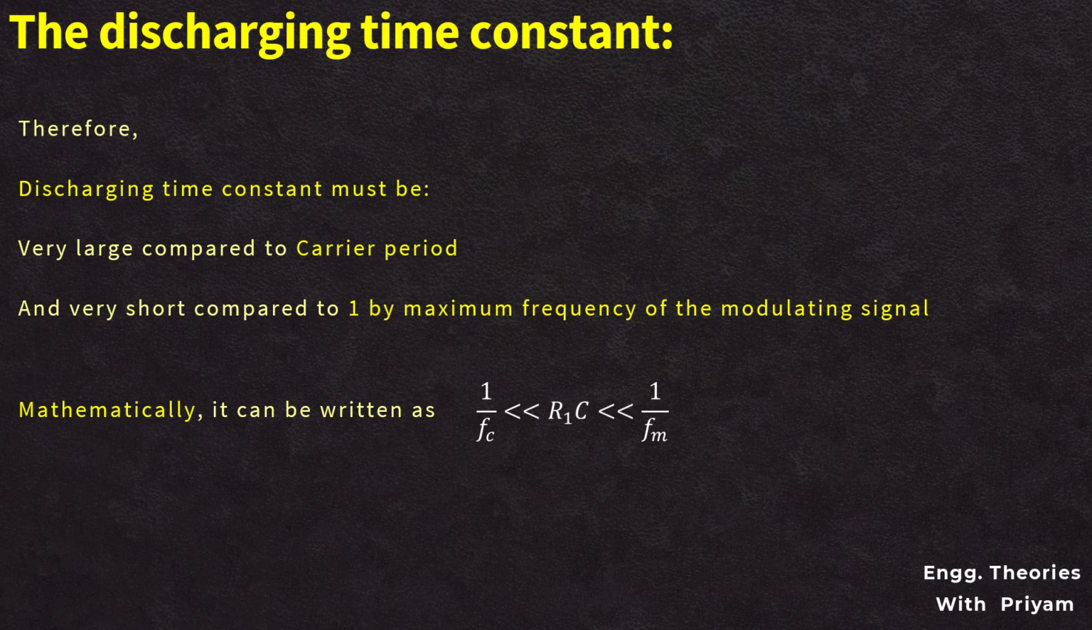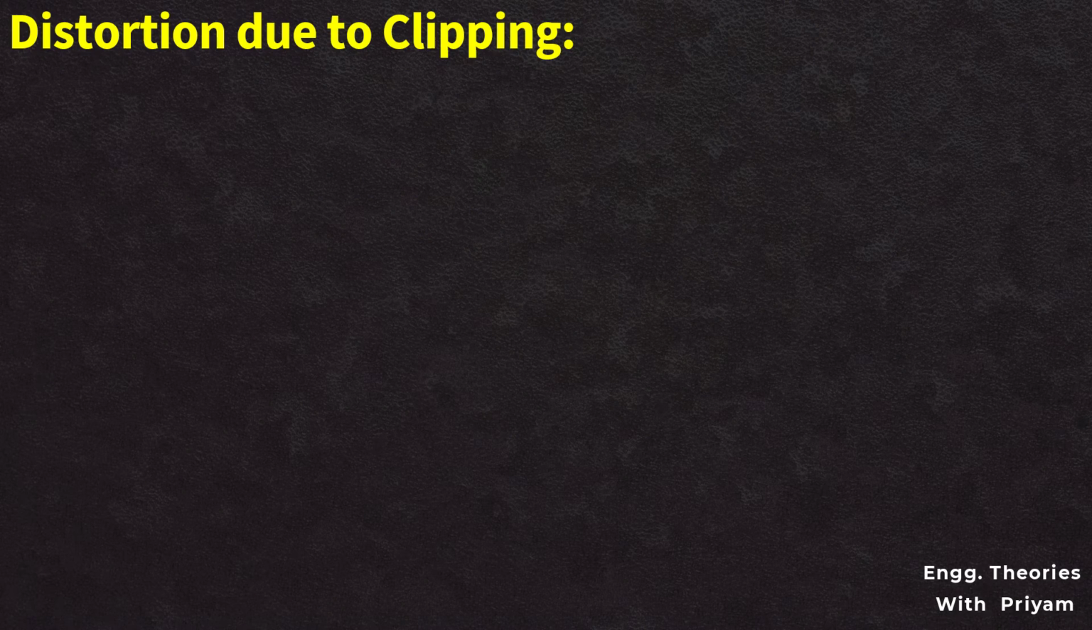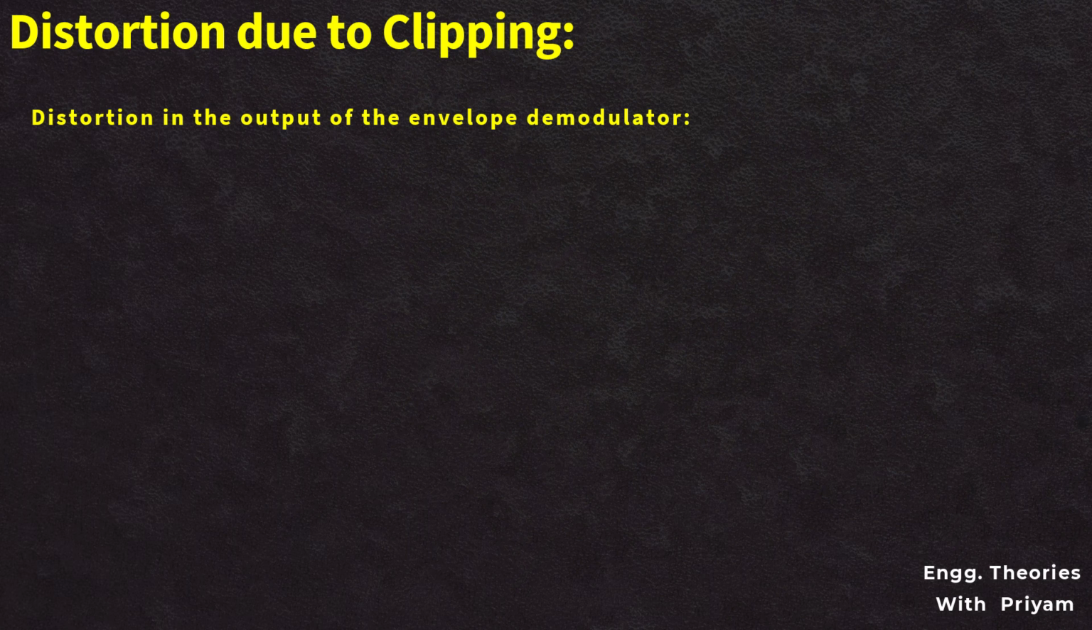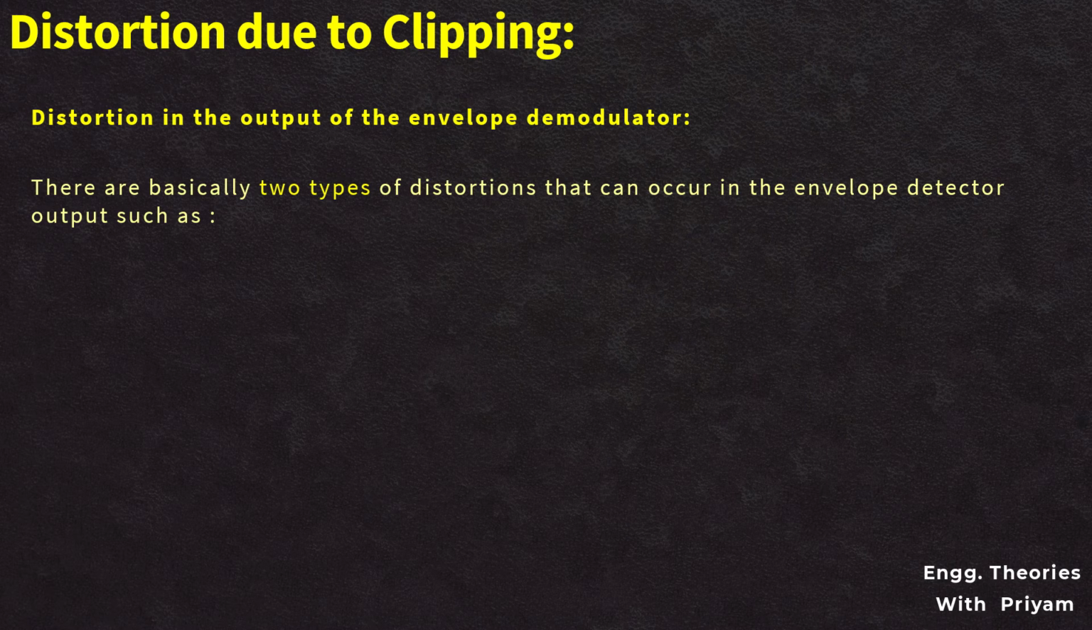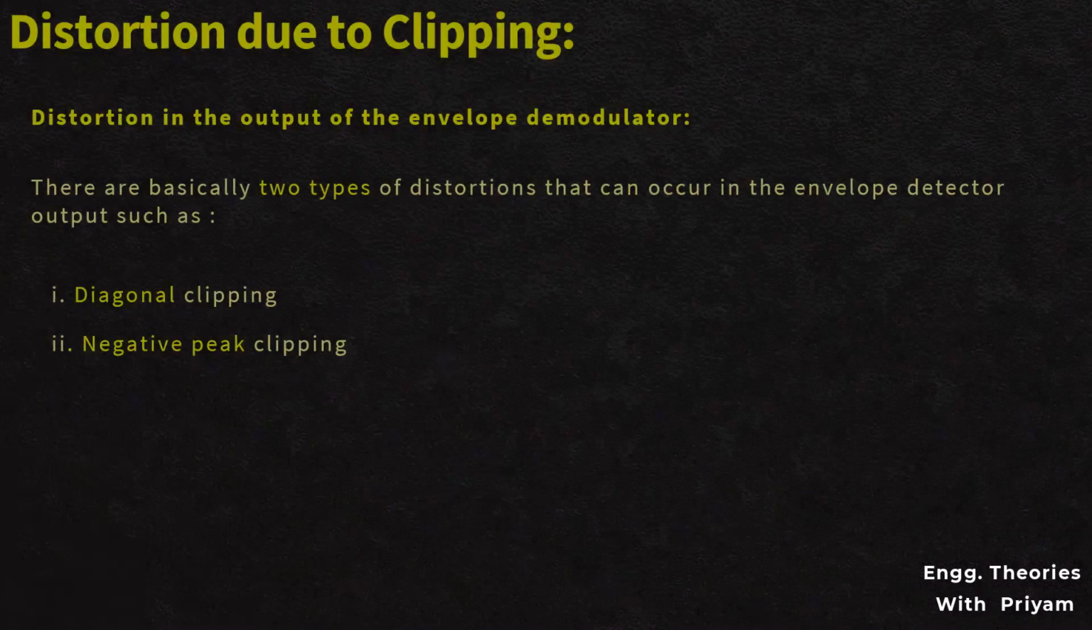There will be some distortion in the output of the envelope demodulator. Let us understand what type of distortions can take place in the output of the envelope demodulator. Distortion in the envelope demodulator. There are basically two types of distortion that can occur in the envelope demodulator output, such as diagonal clipping and negative peak clipping. Diagonal clipping.